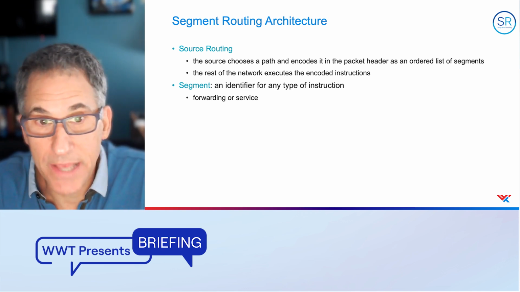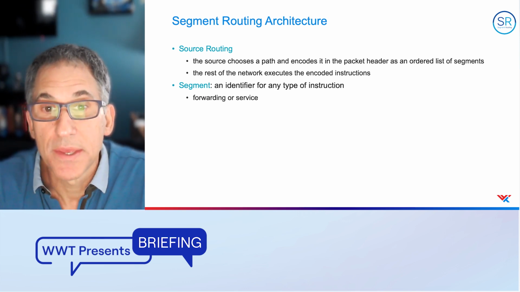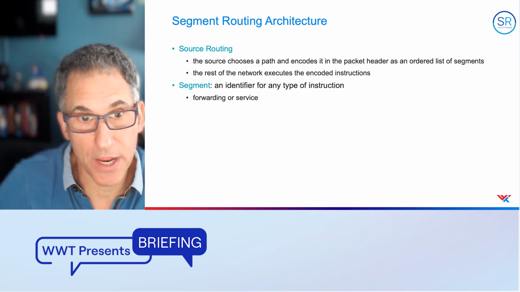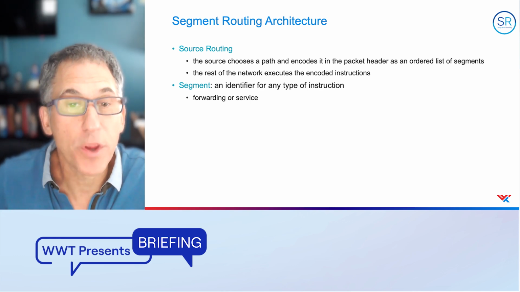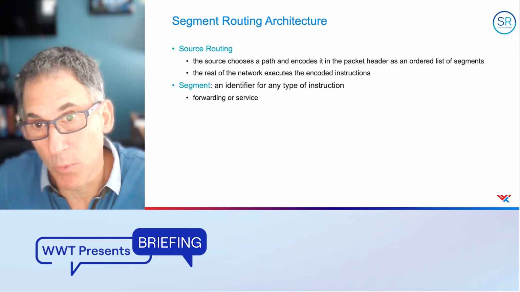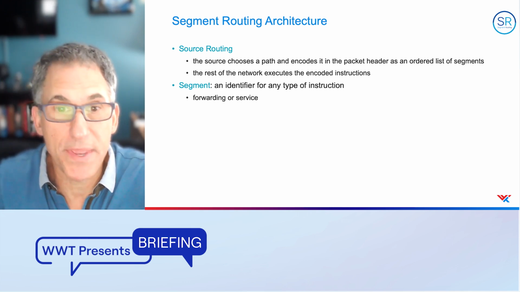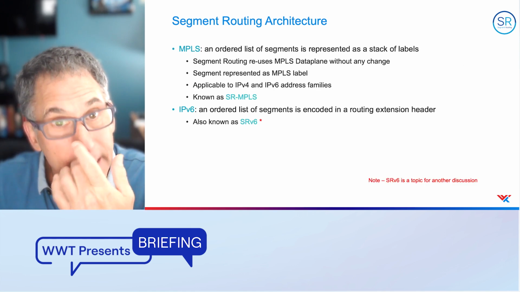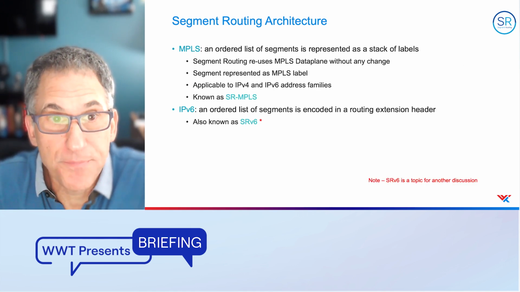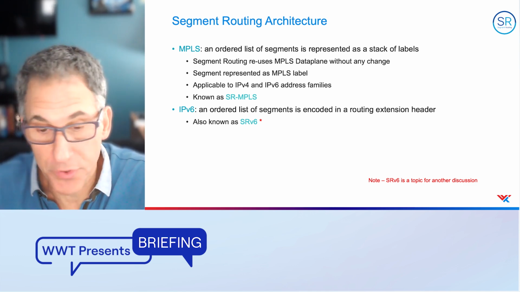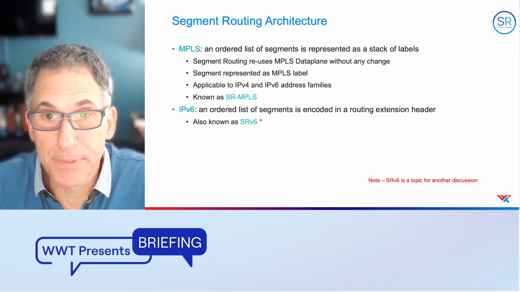And again, a segment, and in this case, a label, is an identifier of any type of instruction. And that instruction could be a forwarding instruction, which is how to forward the packet across the network from point A to point B. Or it could be a service, a layer 2 VPN, a layer 3 VPN, or it could be something even more in depth than that, especially when we get into SRv6. Again, in the segment routing architecture, MPLS is an ordered list of segments represented as a stack of labels. There's no difference. Segment routing uses the MPLS data plane.